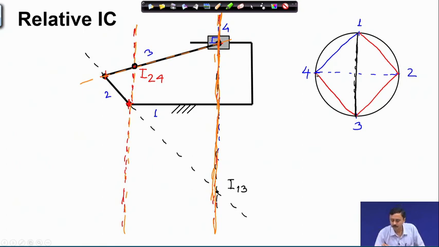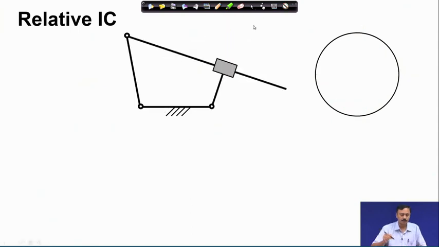So, now I also know I 2 4. So, I have located all instantaneous centers of rotation. Let us move to the next mechanism.